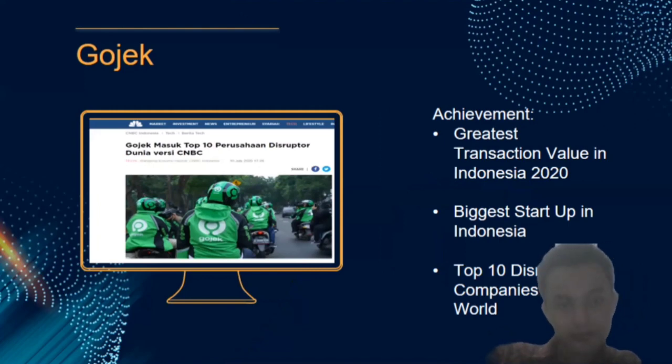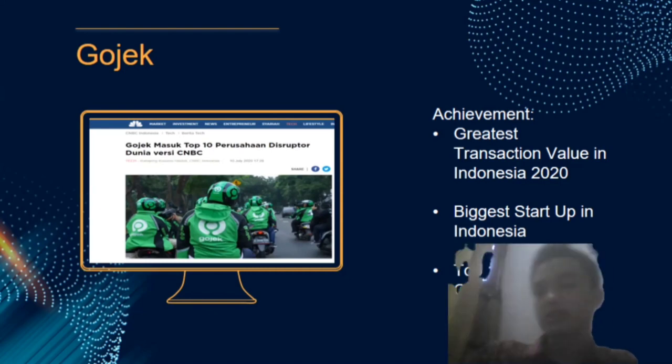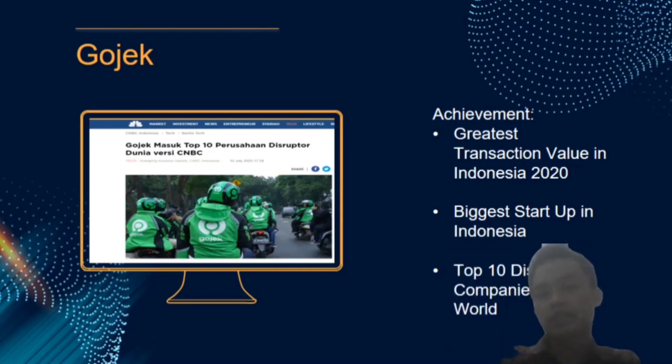But with technology improving, Gojek now lets us hire a ride everywhere. Just tap, tap, tap, and they will come to our place or our spot. And there is an achievement that Gojek got: its greatest transaction value in Indonesia in 2020, a startup in Indonesia and a top 10 disruptor company in the world.